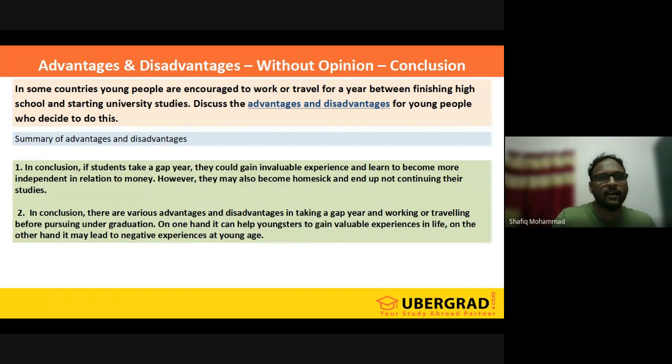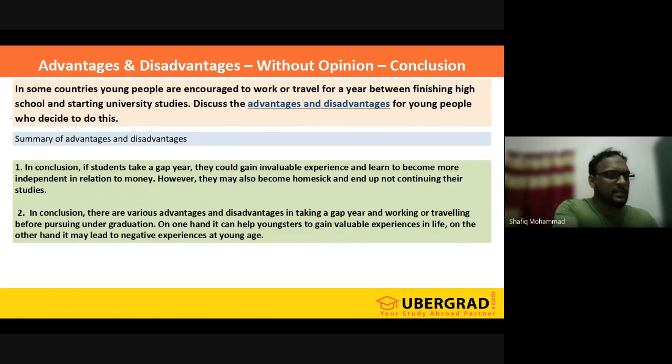A second conclusion you can also write, which is also a very nice one. In conclusion, there are various advantages and disadvantages in taking a gap and working or traveling before pursuing undergraduation. On one hand, it can help youngsters gain valuable experiences in life. On the other hand, it may lead to negative experiences if one has not properly known what to do in the foreign country. So you can write these things.